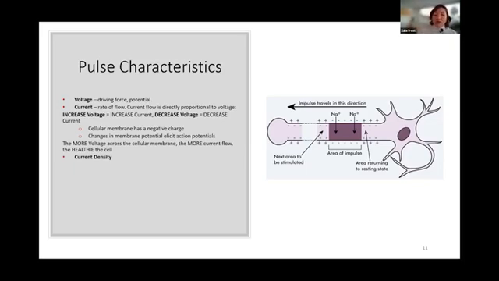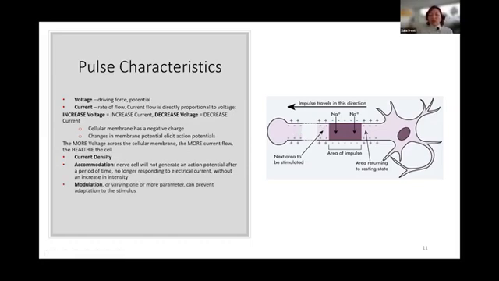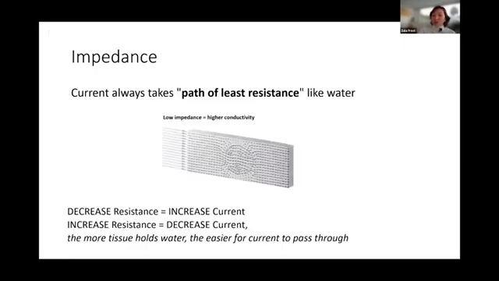Current density is another thing we're going to talk about. Think of the concept of the jet and the shower. With the shower, it's more or less distributed. With the jet wash, it's at one specific point. This is where the current is dense. Accommodation is the accommodation of the nerves to stimulation. And modulation is one of a few parameters that also prevent adaptation and introduce change.